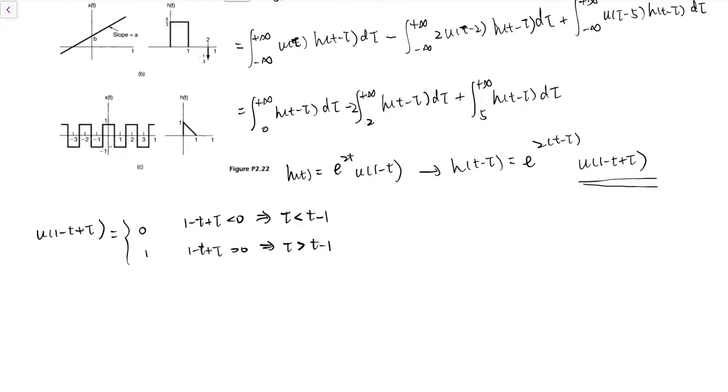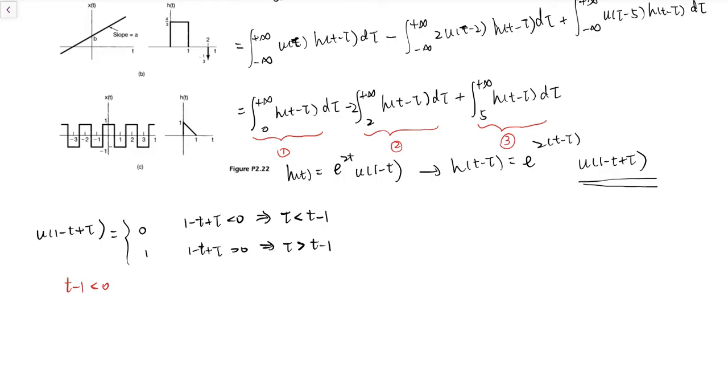So what if our t minus 1 is smaller than 0? In all three terms, this is the first term, second term, and the third term. In all three terms, if our t minus 1 is smaller than 0, our u(1 minus t plus tau) is always going to be 0 in those three ranges, because our t minus 1 is smaller than 0. Of course, it will be smaller than 2 and 5.